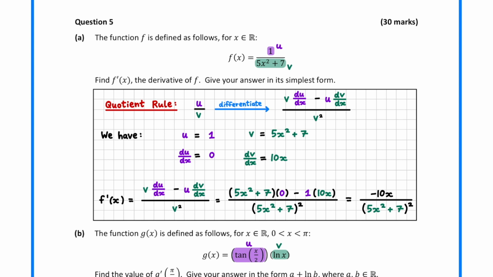In question 5a, we need to differentiate a function which is expressed as a fraction. This requires the quotient rule. We let u be equal to the numerator, which is 1, and we let v be equal to the denominator, which is 5x squared plus 7. Differentiating u tells us that du/dx is 0, and differentiating v tells us that dv/dx is 10x. We sub these values into the quotient rule statement, and then simplify to get our final answer.